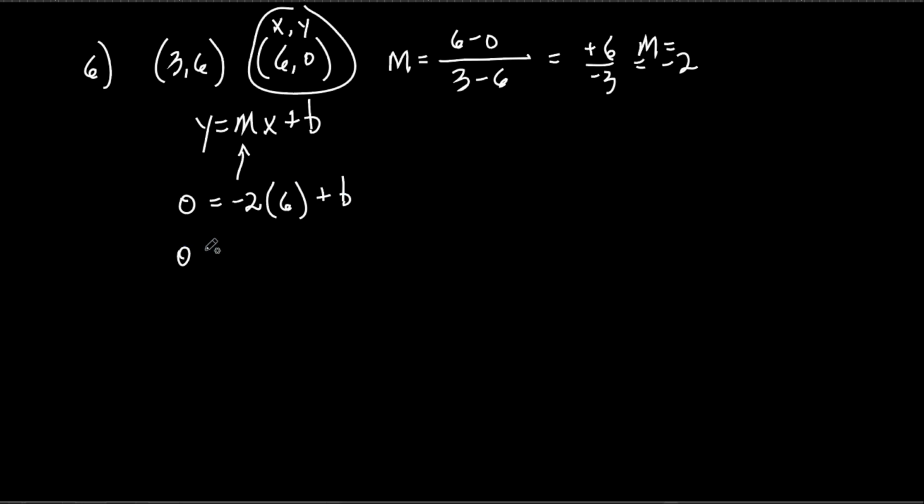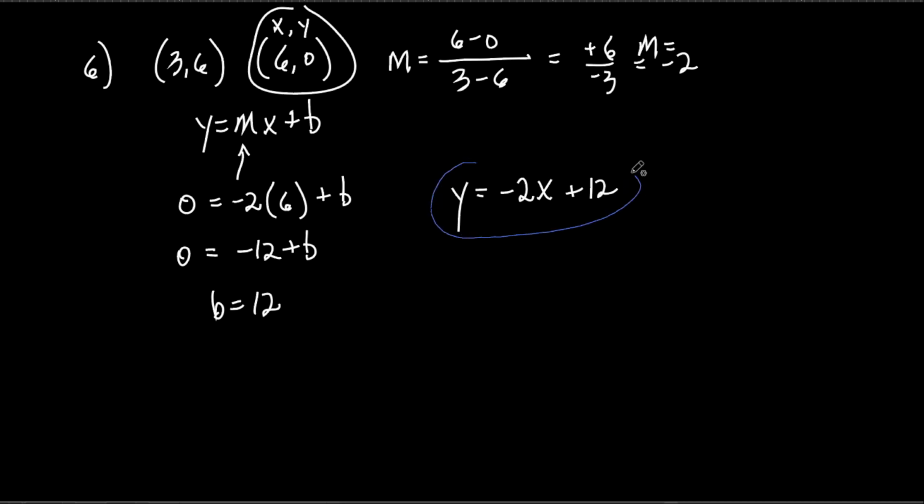Let's do the math. 0 equals -12 plus b. Add a 12 to both sides. What's b equal to? It's 12. Now, we just put it all together. Now I know a slope, I know a y-intercept. Let's just plug them both into this. So we write y equals m, which is -2, I just put an x down, and then plus 12, and that's my answer. Okay?